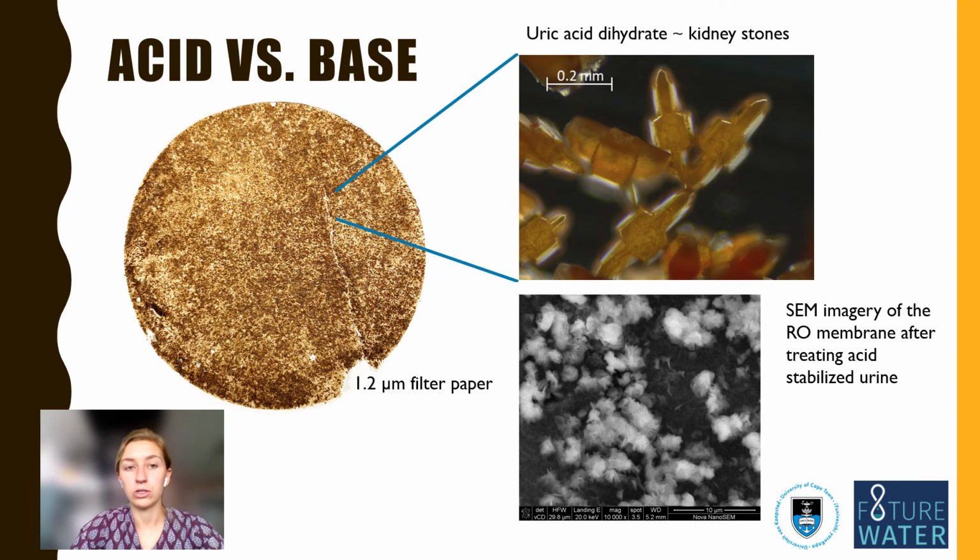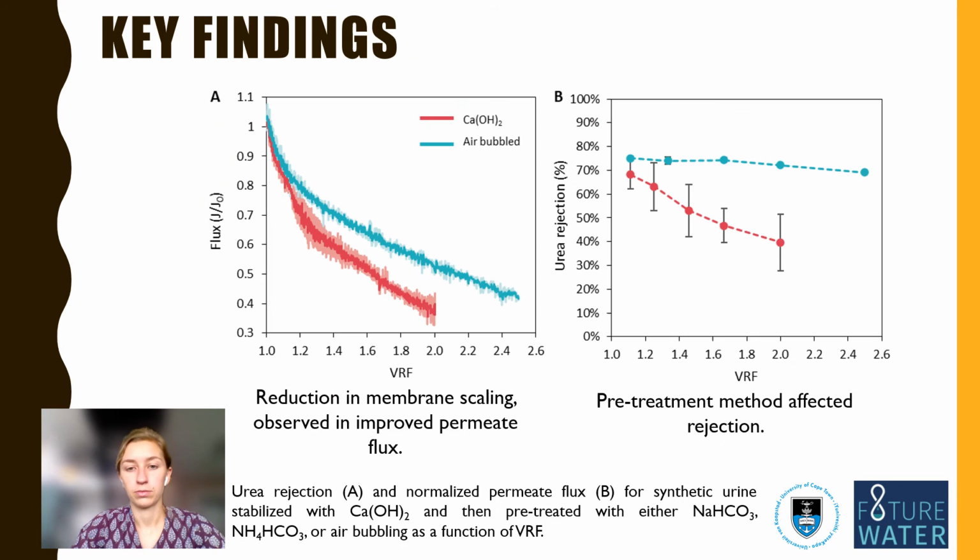We also looked at using an acid to prevent urea breakdown, but this resulted in the formation of crystals, which we found out to be uric acid dihydrate, or kidney stones. This ultimately resulted in membrane scaling, thus making acid stabilization unsuitable for an RO process.